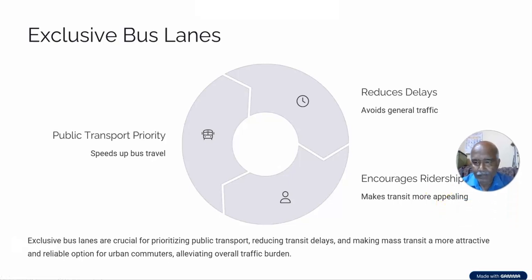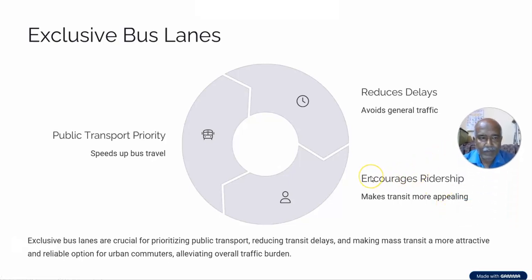Next we see exclusive bus lanes. Here we can see the lanes will be divided into 4 categories. One is for the speed of bus travel, avoiding the general traffic, as well as encouraging ridership. The lanes will also be separated in such a way that buses and heavy vehicles travel in a single lane, light vehicles in another lane, and light motor vehicles in the third lane.